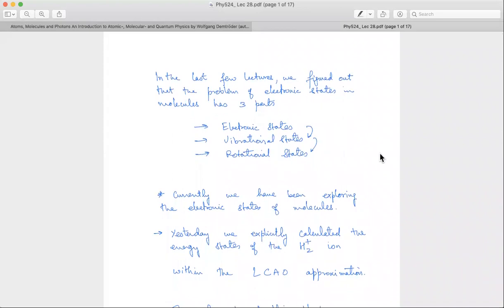To solve this problem of electronic states in molecules, basically, right? By decoupling the Hamiltonian into the nuclear part and the electronic part, I argued that the electronic states form one set of problem for which we need to solve the Hamiltonian of the electronic coordinates. Number one, the electronic Hamiltonian does explicitly involve the R of the internuclear separation. Right? So that's number one.